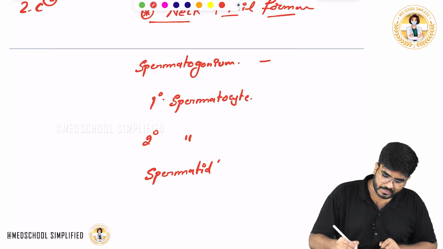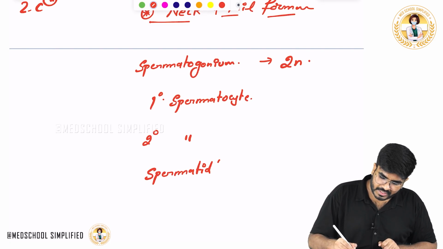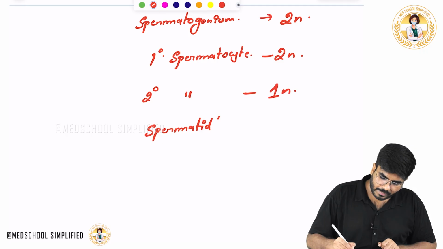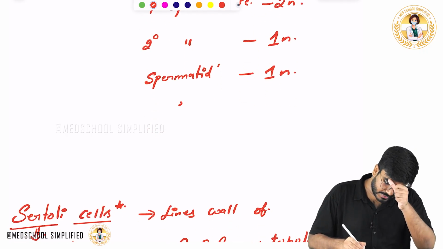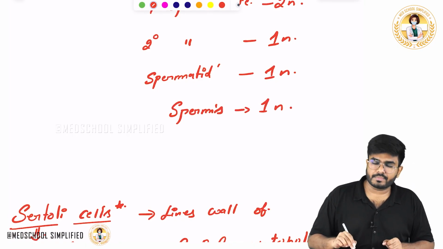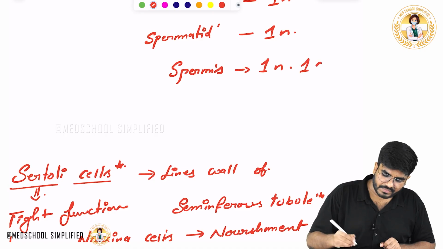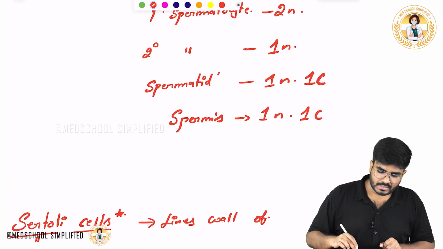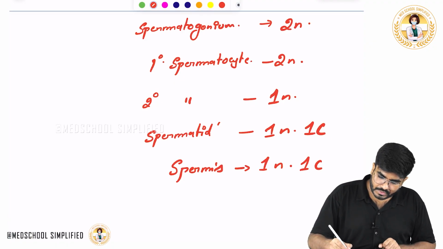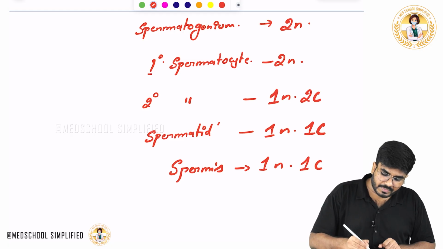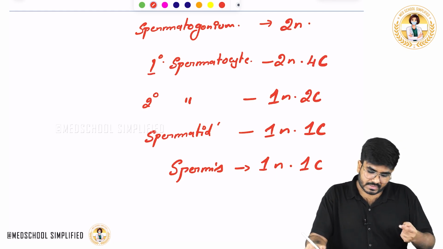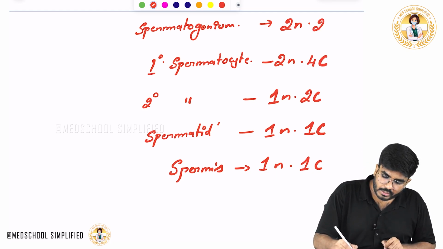See, spermatogonium is diploid, primary spermatocyte is also diploid, but secondary spermatocytes are haploid, spermatids are also haploid, and even sperms are also haploid, all are haploid. Sperms have 1N, 1C, spermatids also have 1N, 1C. Secondary spermatocytes are 1N, 2C. Primary spermatocytes are 2N, 4C. There is DNA synthesis, but spermatogonia are 2N, 2C.